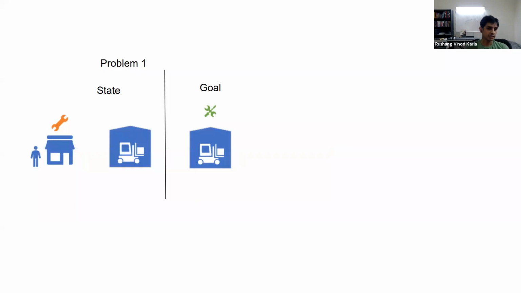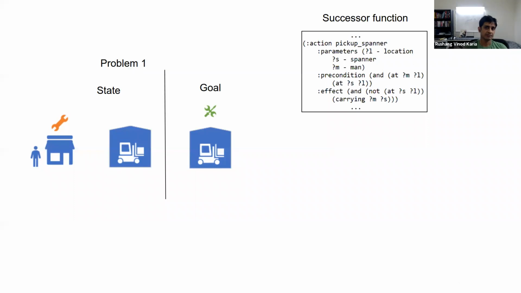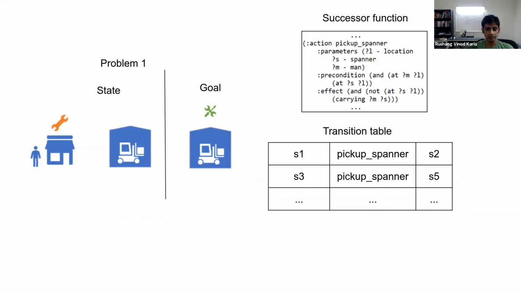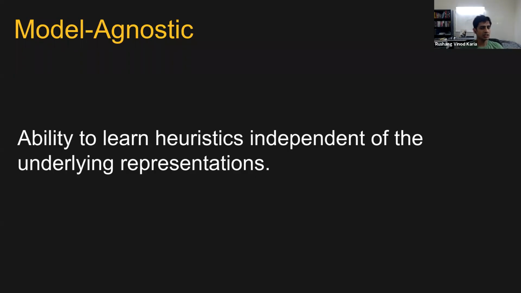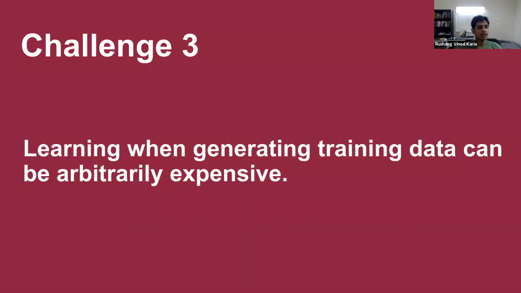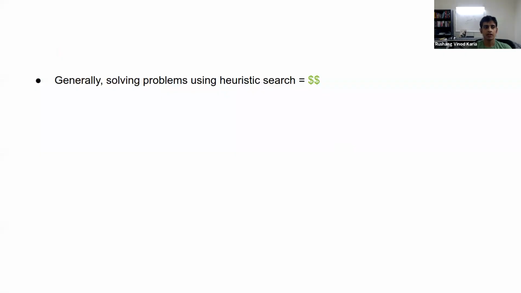The transition function for this problem could be specified by a successor function, an explicit transition table, or a black box simulator. So a model-agnostic learning method would be able to learn a heuristic for this problem independent of whichever underlying representation was used. The final challenge is learning when generating training data can be arbitrarily expensive.